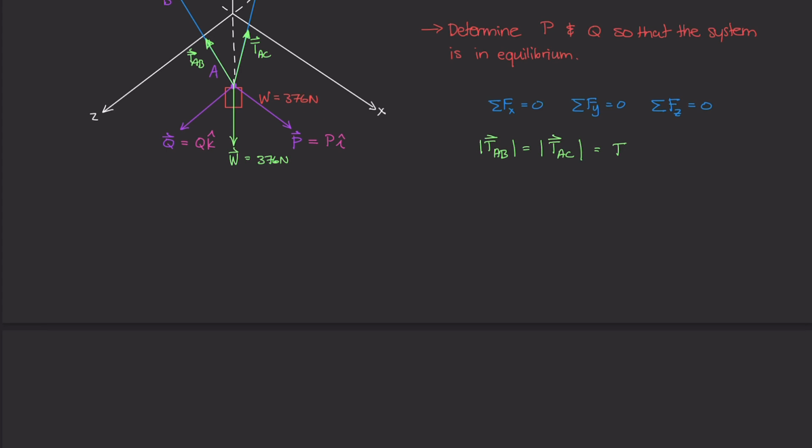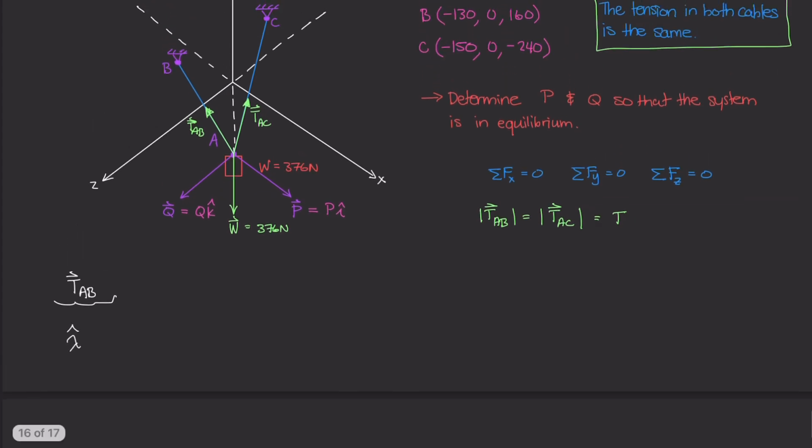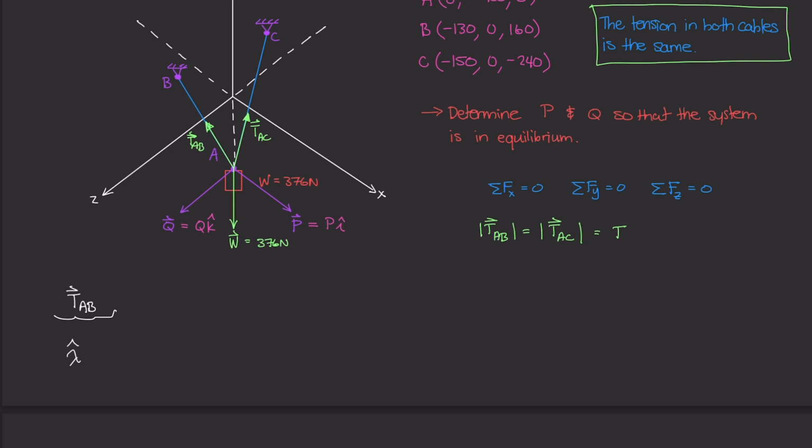So I can start doing that down here. Now I can pick either TAB or TAC first. It doesn't really matter. Let's just go with TAB first, and let's try to figure out what our lambda value is. Now remember, our lambda value is based on the orientation that this tension force makes in three-dimensional space. In order to figure out what lambda is, we need to pick any two points along the line of action of that tension force, and that will give us our d values, our dx, dy, and dz.